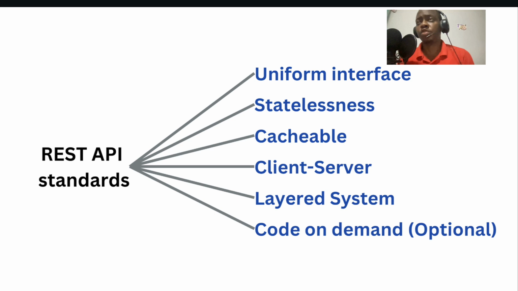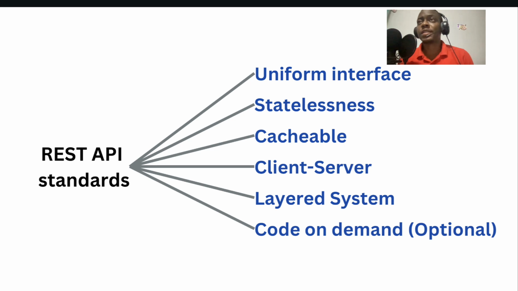The first one is Uniform Interface. Uniform Interface simply means that communication between the client and the server is done following a standard data format. That is, data transfer between the client and server uses a standard format, and in most cases it is the JSON format. Statelessness. This simply means that in requests sent between client and server, no information about the client or server is saved. That is, the client does not save information about the server, and the server doesn't save information about the client. That's what we call statelessness.